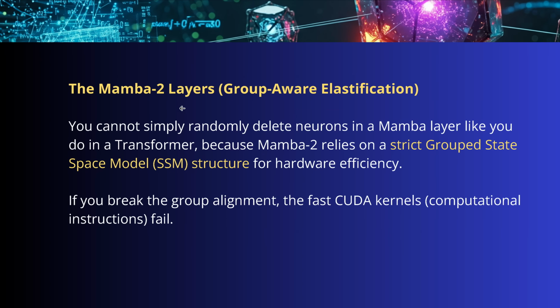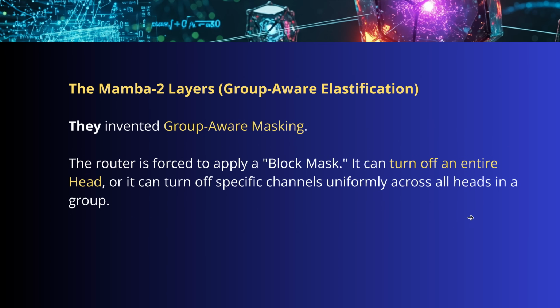If you read this paper, have a look. I think what's also beautifully done is the Mamba2 layer group-aware elastification methodology. Because you cannot simply randomly delete neurons in a Mamba layer like you can maybe do in a transformer, because Mamba2 relies on a strict group state space model structure here for their hardware efficiency. So if you break the group alignment, all the CUDA kernels here would just fail. All the computational instructions are gone. So, of course, NVIDIA is the best place to optimize here for fast CUDA kernels. And I think they really did it in a really nice way.